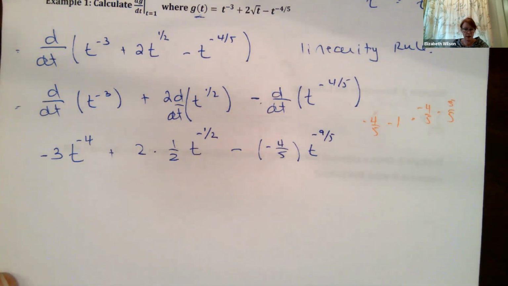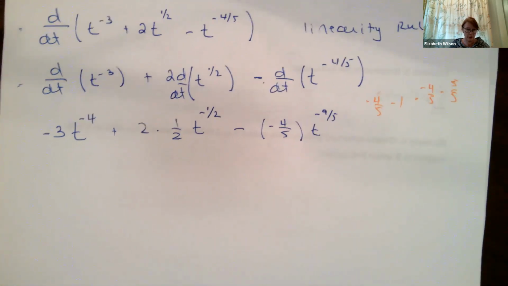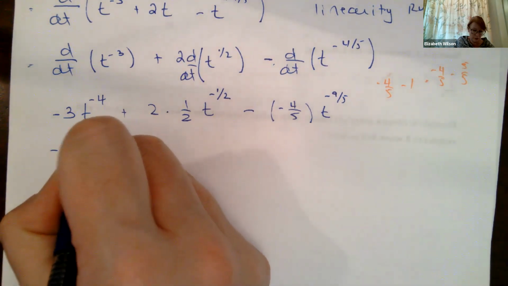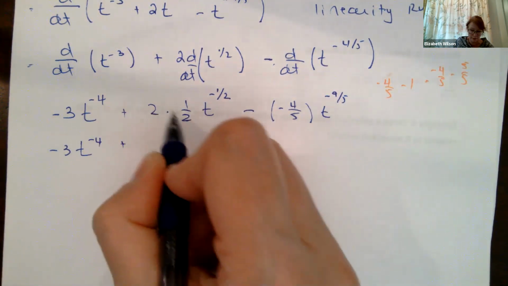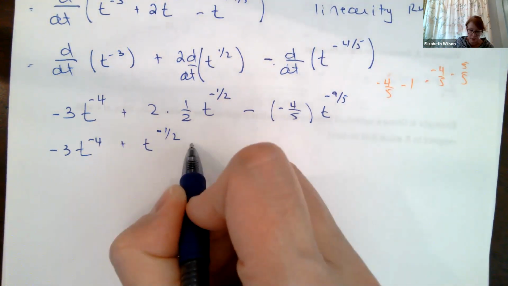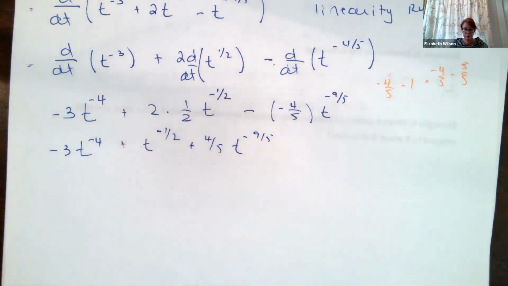Now I can clean up some of this stuff here. I can put things in the denominator if I want. So this is going to look like minus 3 t to the minus 4, plus 2 times 1/2, that's t to the minus 1/2, minus a minus, which is plus 4/5 t to the minus 9/5.